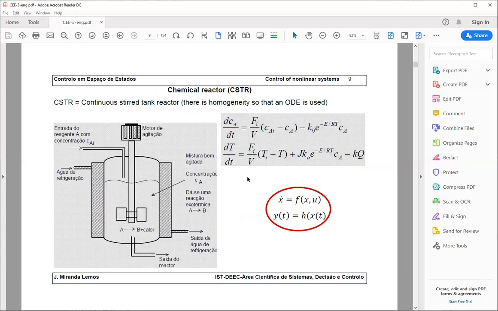Let's see another example. Another example is a chemical reactor.